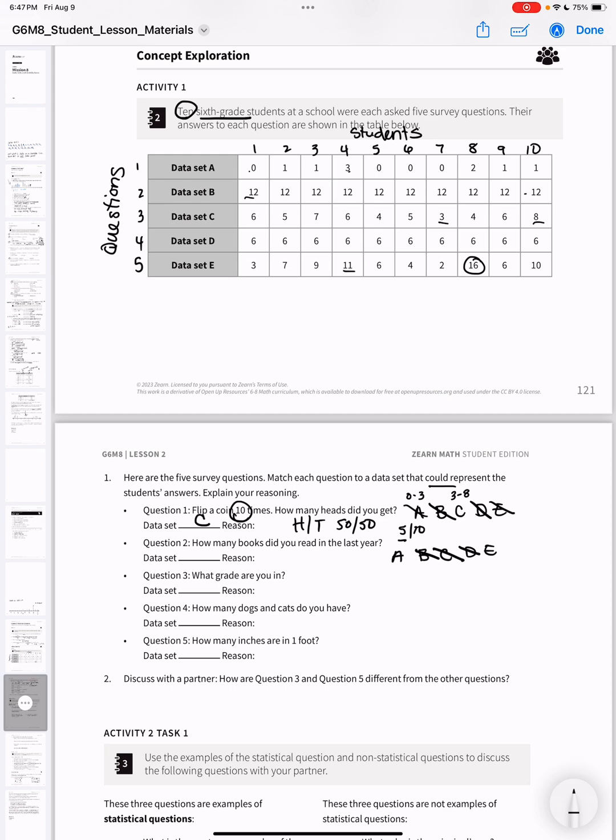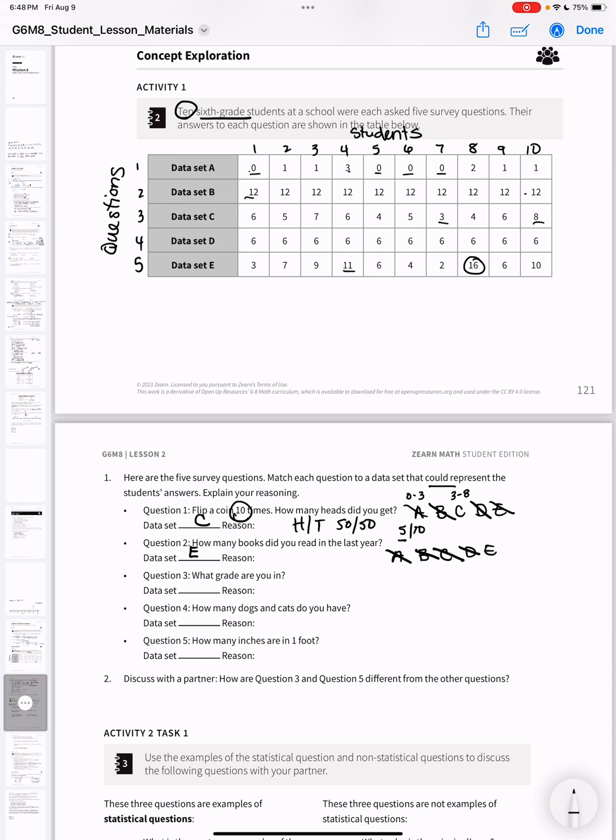Now let's look at A. Do you think you would have multiple students reading 0 books throughout the year? I don't think so. I mean, at our school we have AR, and our kids read all the time. So I don't think A is it. I think E is question number 2.